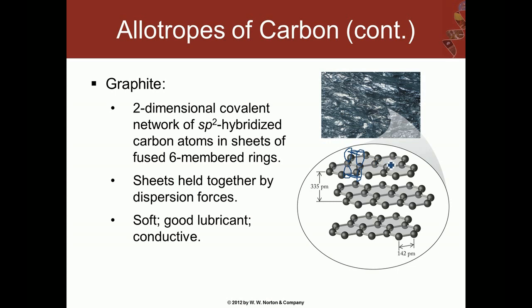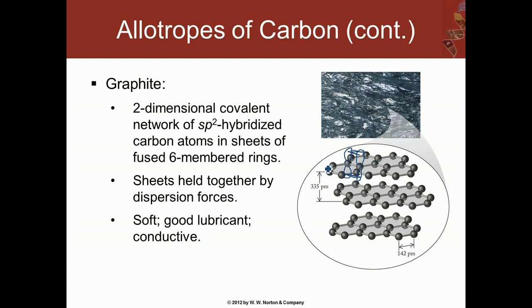Now that's an important property because since the electrons aren't held tightly in one bond between two atoms, they're sort of free to roam around on this plane. It makes graphite a reasonable conductor of electricity. So it says they're conductive, right? We can move the electrons around on the planes of these sheets.